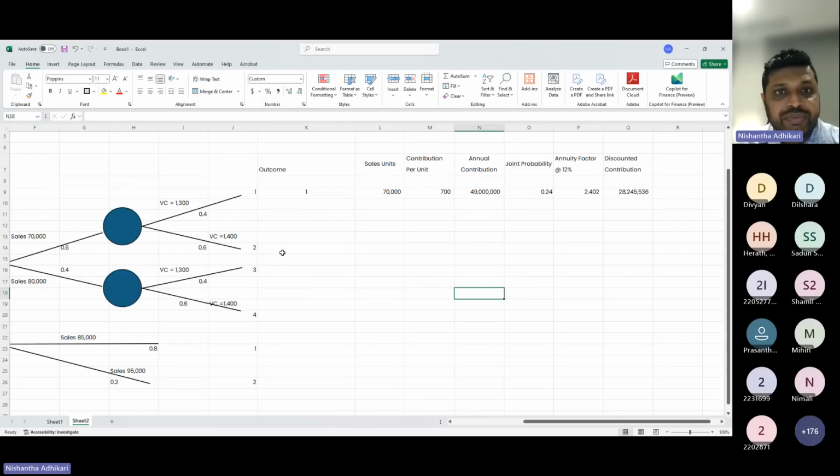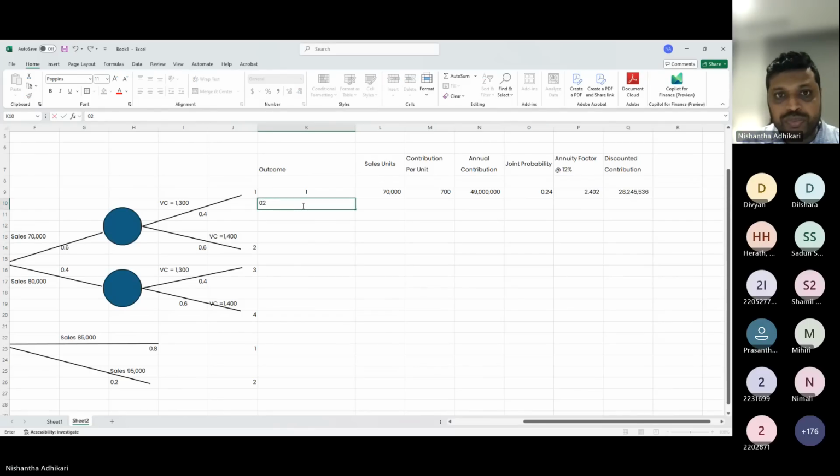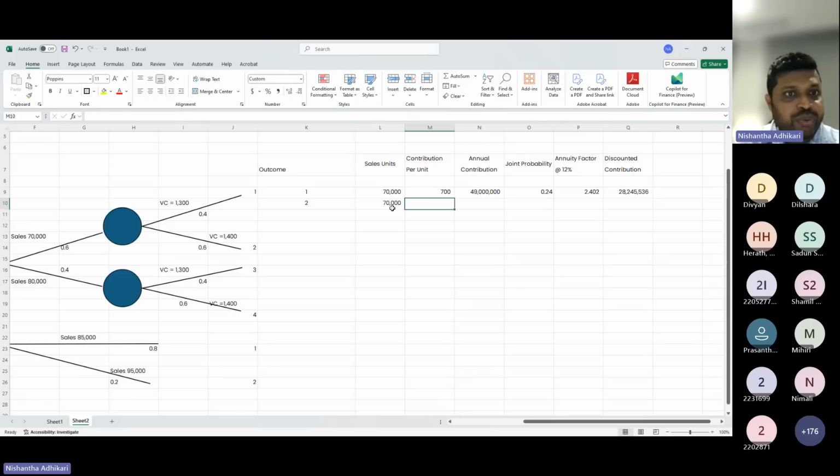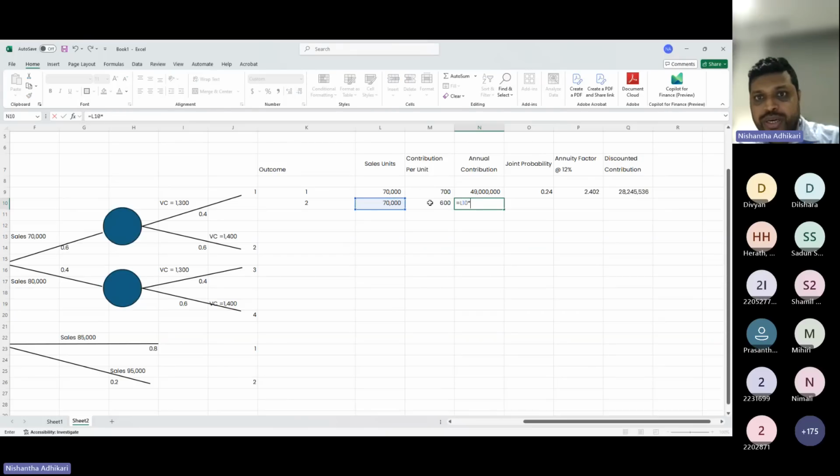28 million. Then we will look at outcome 2. Outcome 2, how many units? Still 70,000. Contribution per unit, now here 1,400. Your selling price won't change, 2,000. Variable cost will be 1,400. Then it will be 600. Then 70,000 multiplied by 600. It will be 42 million.